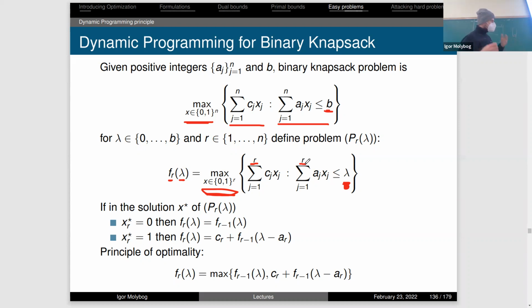We're considering two cases: when we are taking the item number r, and when we are not taking the item number r. If we are not taking the item number r, even if we are able to take it, then we should conclude that when we did not have the ability to take the last item, so when the vector of the solution was shorter than this one, the eventual solution shouldn't be changed.